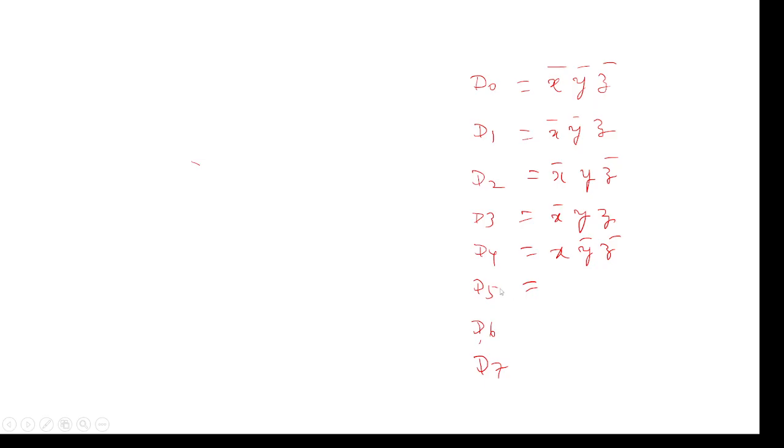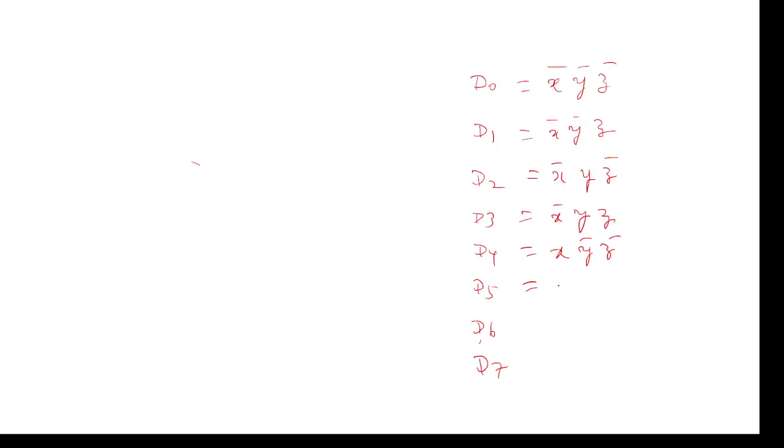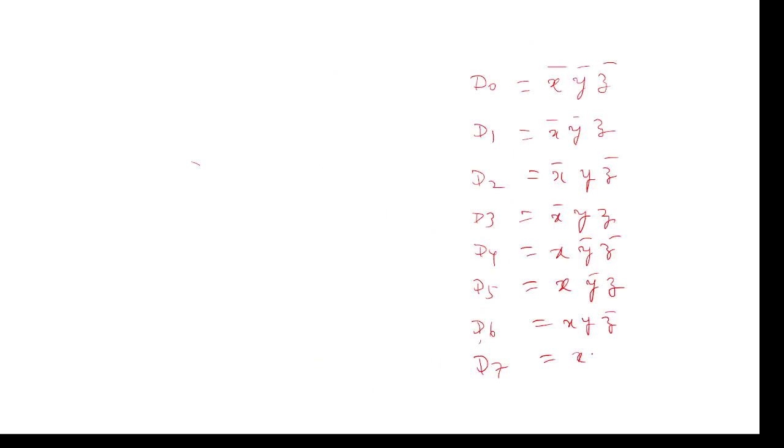And we can see D5. D5 is high at 101. 101 means X, 0 means Y bar, and 1 means Z. Next, D6 is 110, which means X, Y, Z bar. And the last one, where all are ones, is high at 111, which means X, Y, Z.